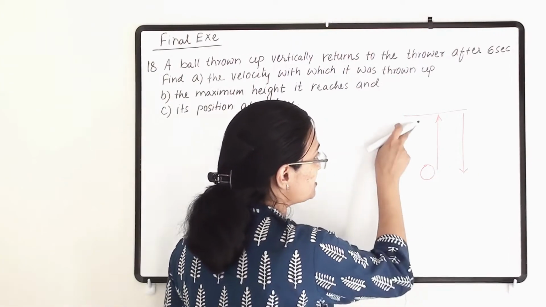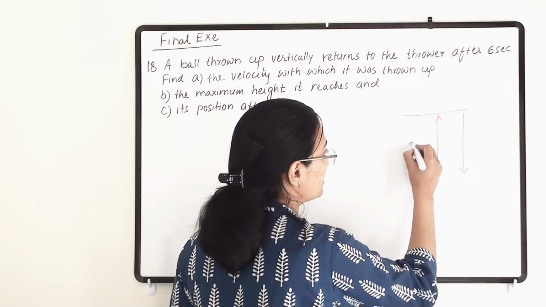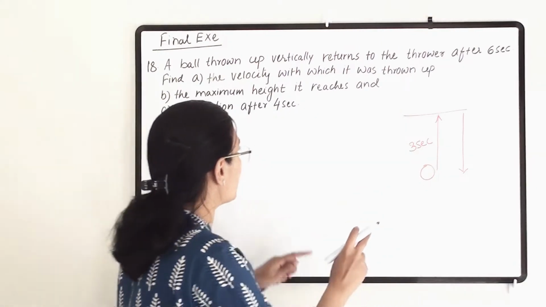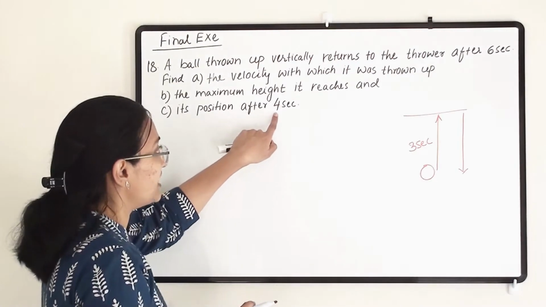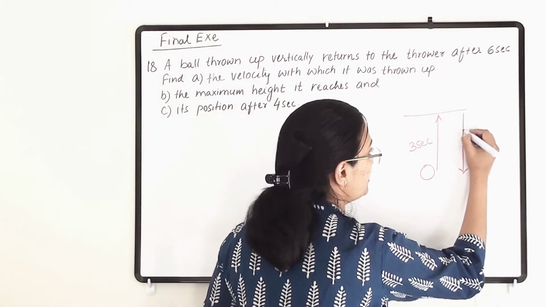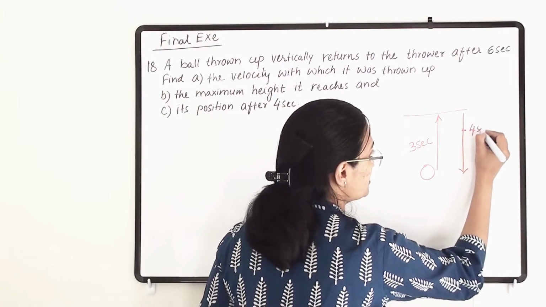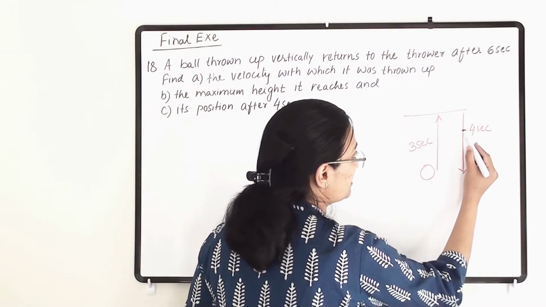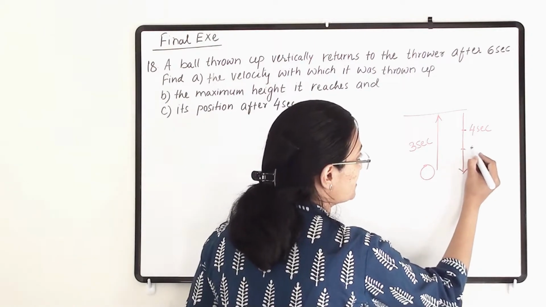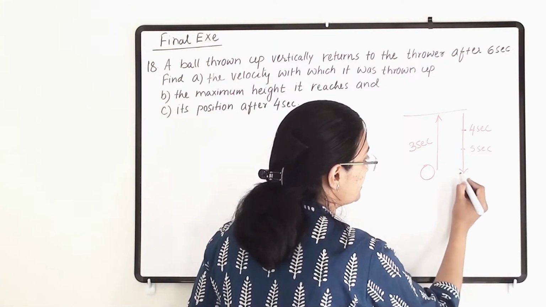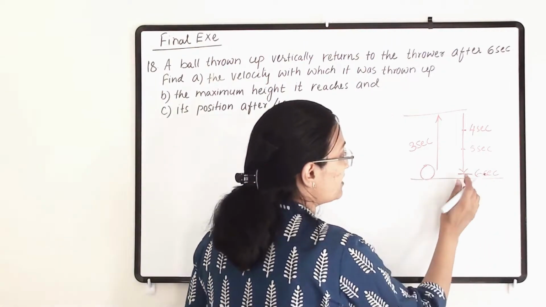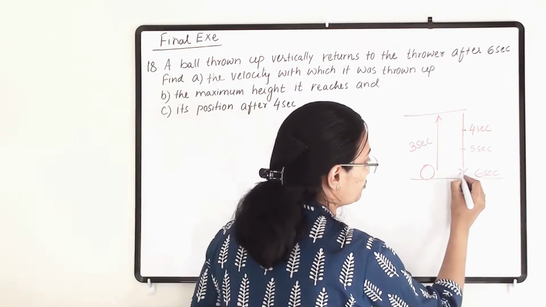So the ball we are throwing upward reaches the top and then starts coming back. In this journey, while it is going upward, it takes 3 seconds. Now they are asking to find the position at the 4th second. So at the 4th second, it has just started to come down. It will be here, just above the midpoint. Then at the 5th second, it will be somewhere in the middle, and at the 6th second, it will be down in the hand of the thrower, right?